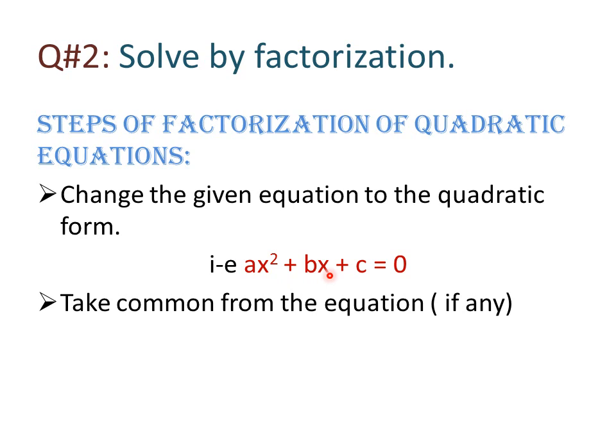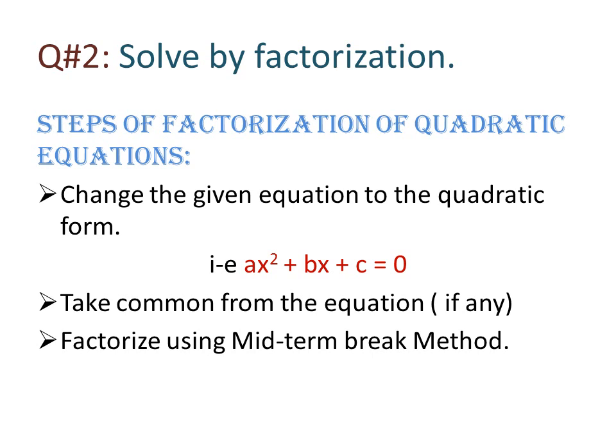Here c is the constant term. There is a question in the exercise where the constant term is not involved. Again, that is a quadratic equation whenever it is equal to 0 and has the highest degree 2. Then the second step is to take common from the equation, if any. Then the third step is to factorize using the midterm break method.